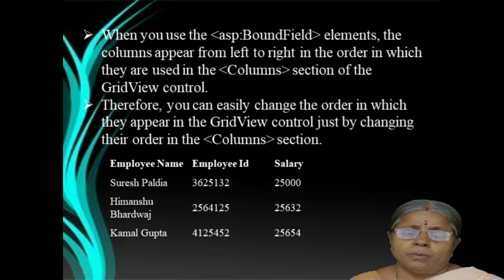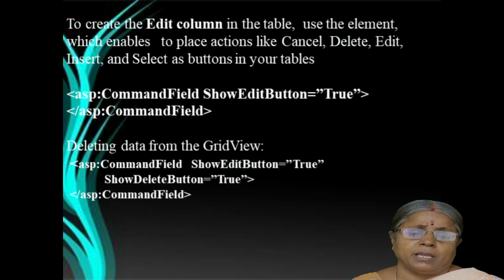When we use the bound field element, the columns appear from left to right in the order in which they are used in the columns section. Therefore, we can easily change the order of each attribute in which they appear in the grid control just by changing their order in the columns section. Here are some examples given to specify the attributes displayed on the screen.